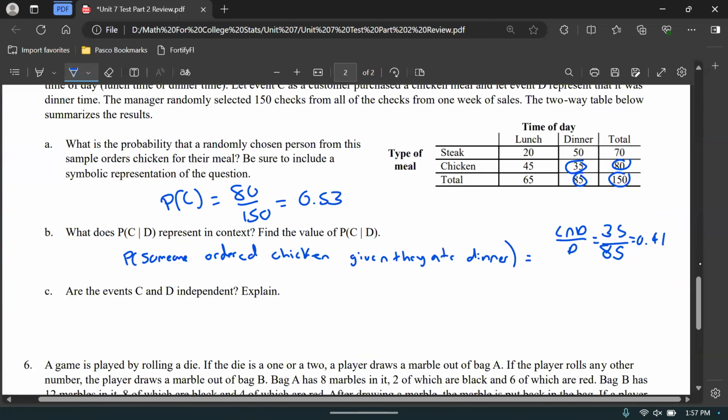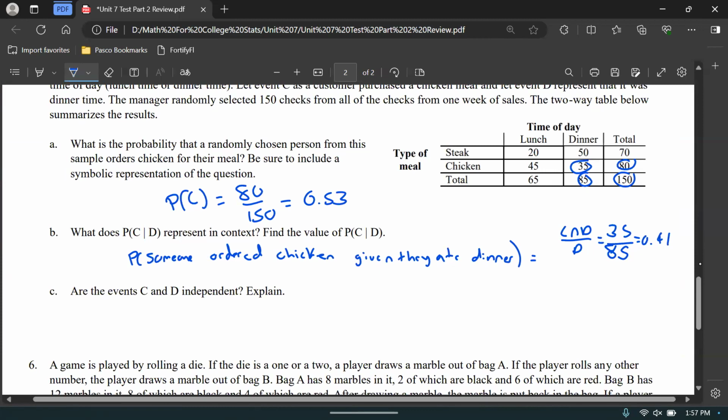And then are they independent? Well, as you can see, we already had probability of chicken and we had probability of chicken given dinner, and these would have to be equal to each other. But you can see we had 0.53 and 0.41. These are not equal, so they are not independent.